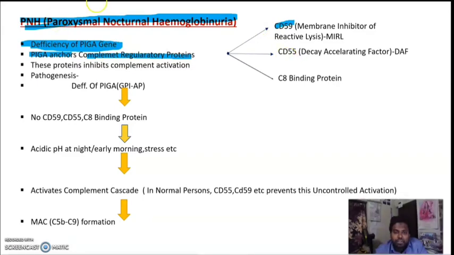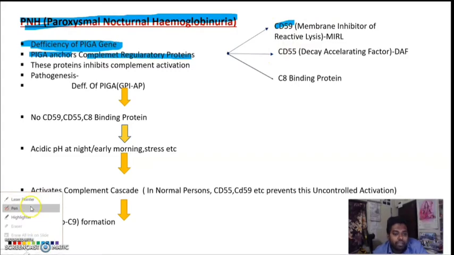CD59, CD55, and C8 binding protein. CD59 is the membrane inhibitor of reactive lysis, or MIRL. CD55 is decay accelerating factor, and the third is C8 binding protein. Okay, these three are the complement regulatory proteins.